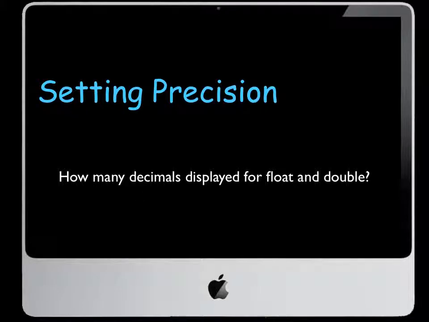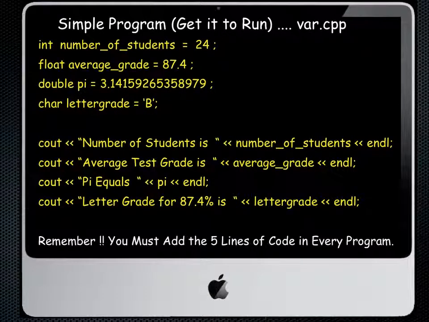In C++, we can set precision to determine how many decimals we want displayed for float and double variables. Remember our example program when we introduced variables. The only two variable types impacted by precision are float and double because they are the only variable types that can display decimal places.